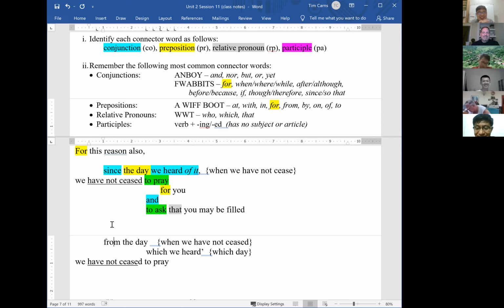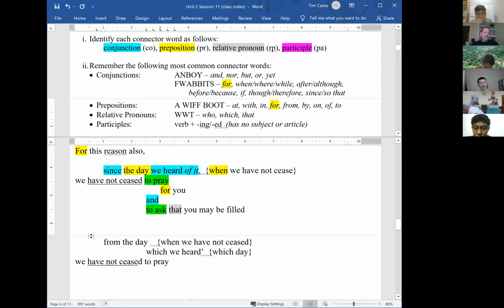No, I just need to make sure whether this was a since, if it is not acting like the conjunction, will it still be the main idea? Yeah, the main idea is we have not ceased to pray. That's the main action. Since the day we heard of it is a supporting or subordinate thought that modifies that action. Okay? And again, the key is being able to see that it's answering the question when.